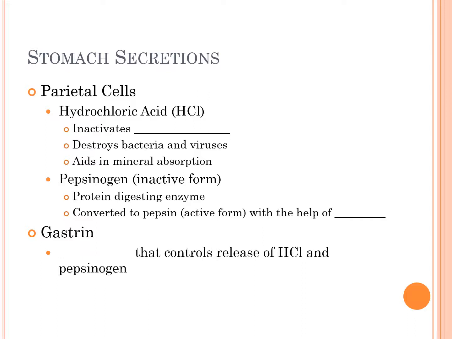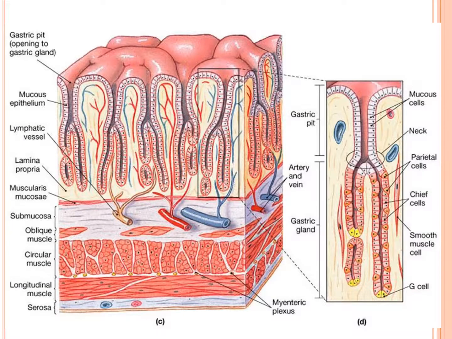So I shouldn't normally be releasing gastrin until the point in time where I'm eating. I eat, my stomach gets the message to release the gastrin, and the gastrin actually will stimulate the stomach to go ahead and release hydrochloric acid and pepsinogen.